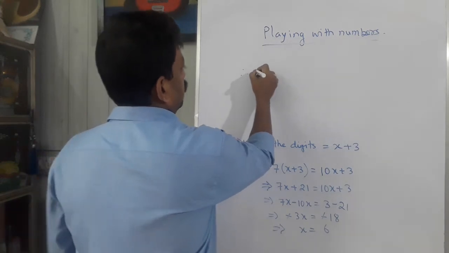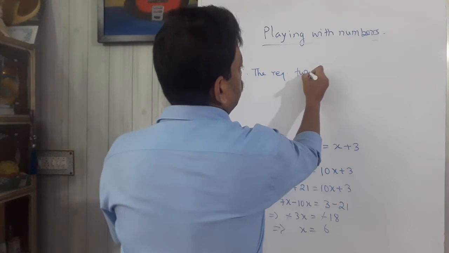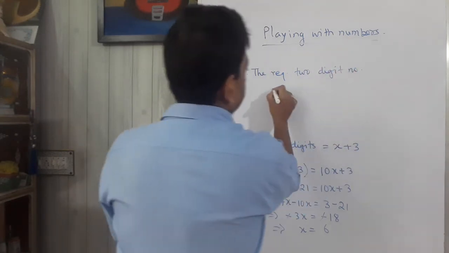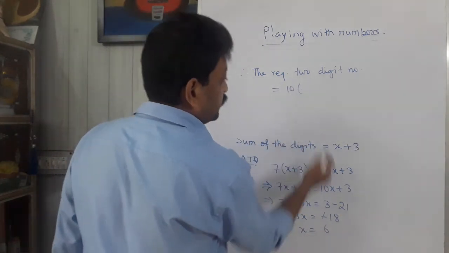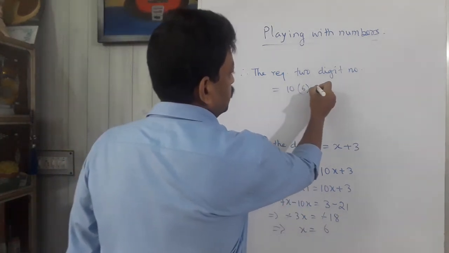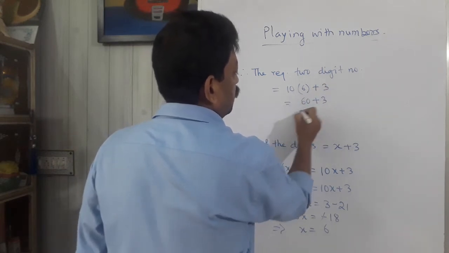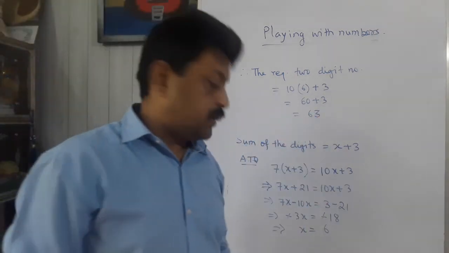Therefore, the required 2-digit number equals 10x plus 3. In place of x, I am putting 6. 10 into 6 plus 3, that is 60 plus 3, or we can say it is 63. So this is the required 2-digit number.